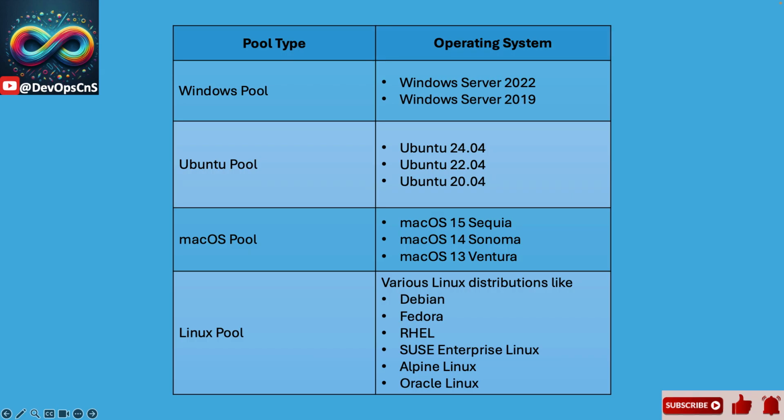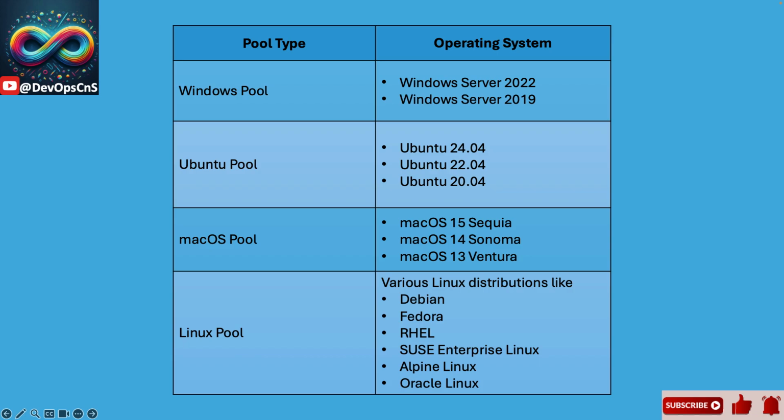First is the Windows pools. For the Windows pool, you can use Windows Server 2022 or Windows Server 2019. Windows pools are best for .NET, C Sharp or Visual Studio projects. It includes build tools like MSBuild and NuGet. It also supports PowerShell and Azure CLI. And Windows pools are suitable for desktop and web application development.